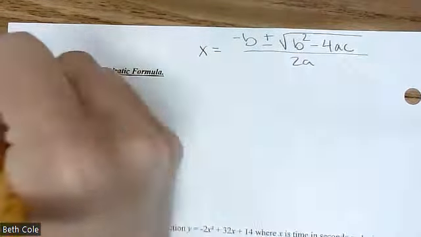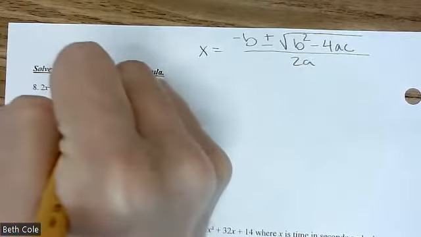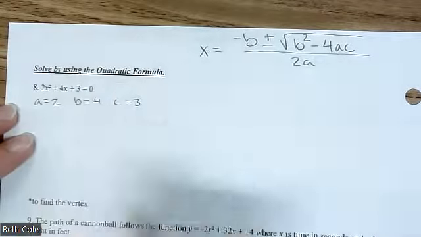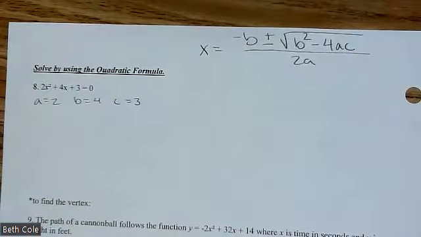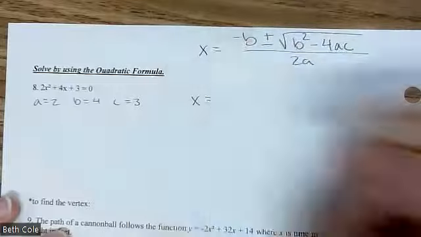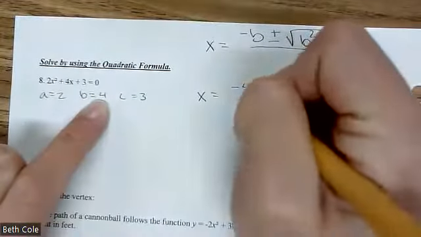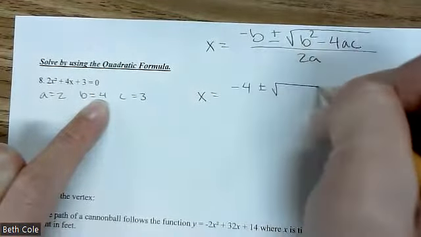So a is 2, b is 4, c is 3. It's not a bad formula. I mean, people get scared because it's a little long, but you really just plug everything in and then get your answers. Easy. I love it.